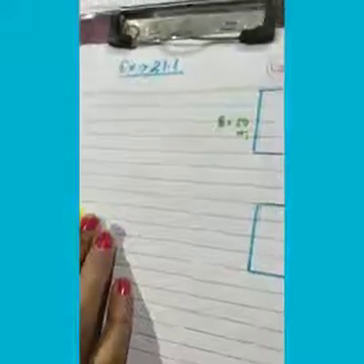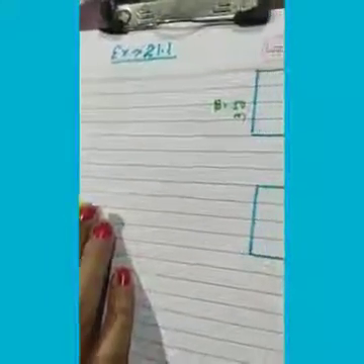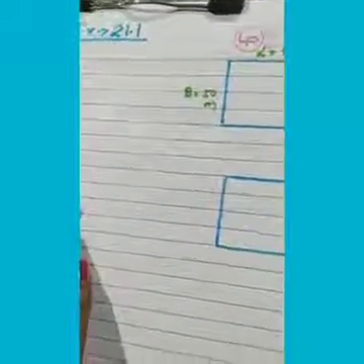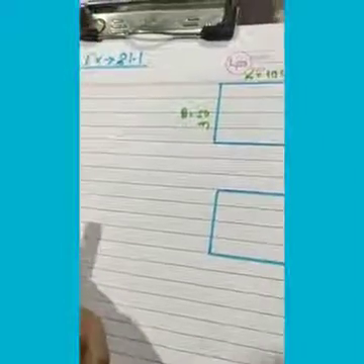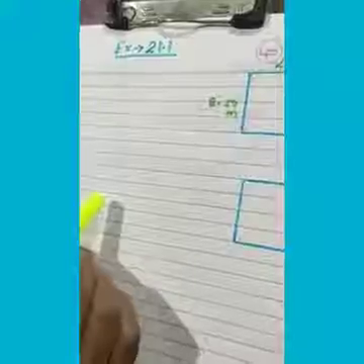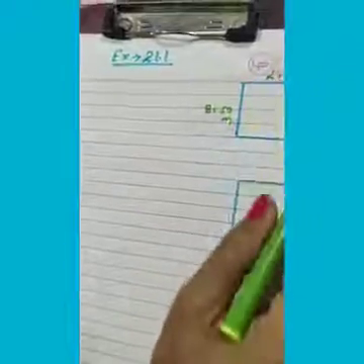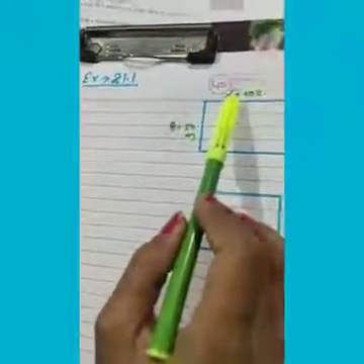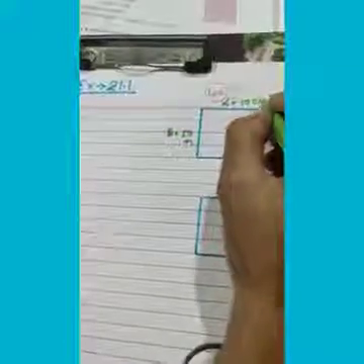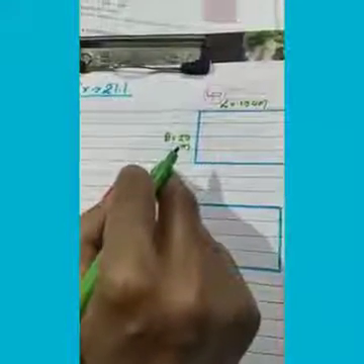Hello everyone. Now continue with our exercise 21.1 question number 7. Question 7 is given here. Rahul walks around a rectangular park. This is our rectangular park whose length is given 100 meter and breadth is given 50 meter. Two boys' names are given: one is Rahul, one is Rohan.